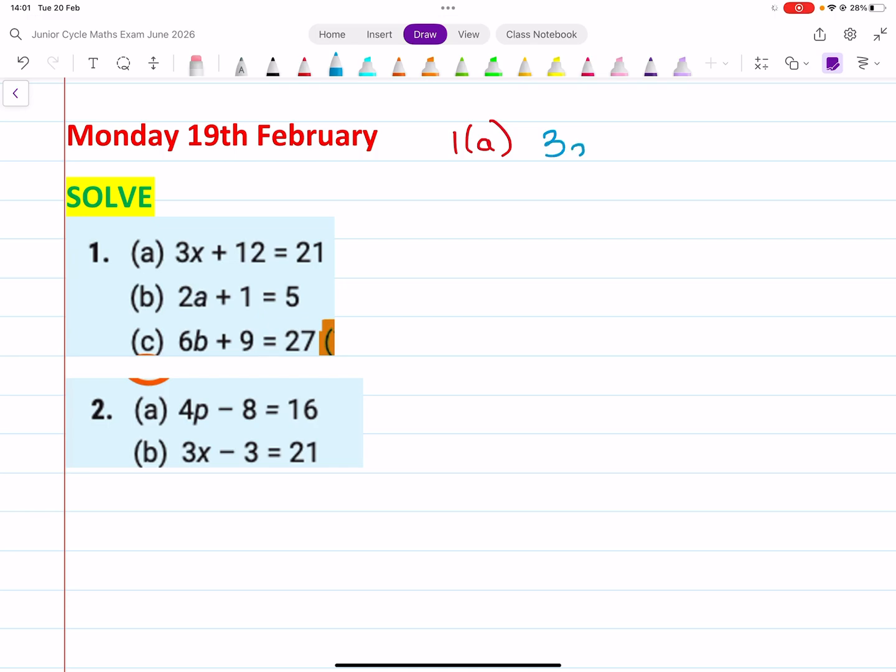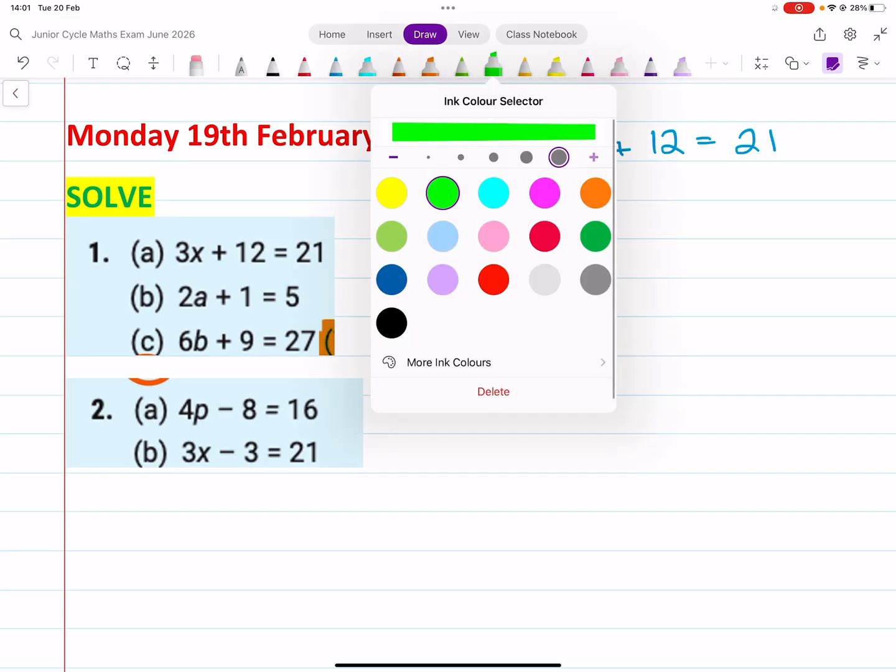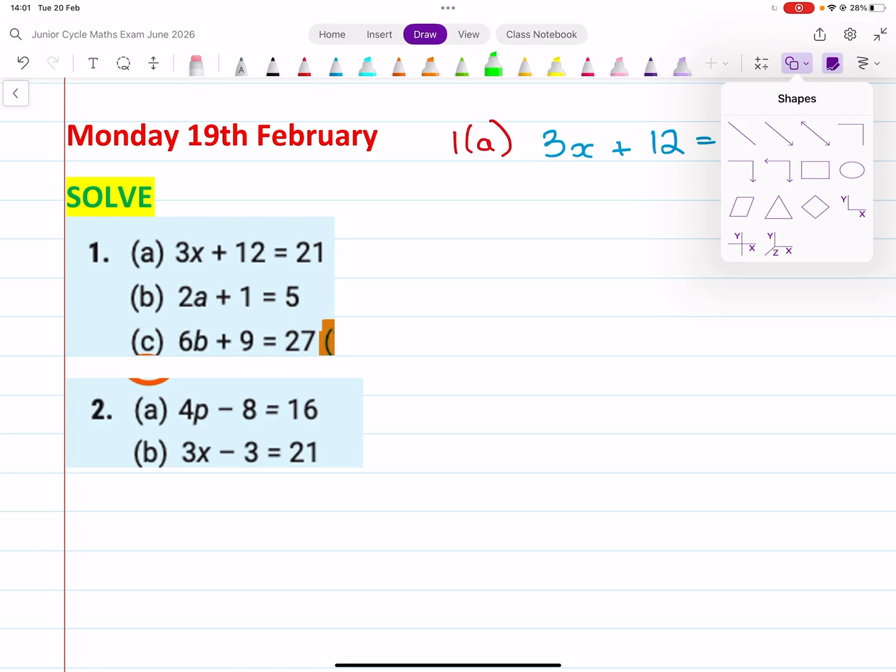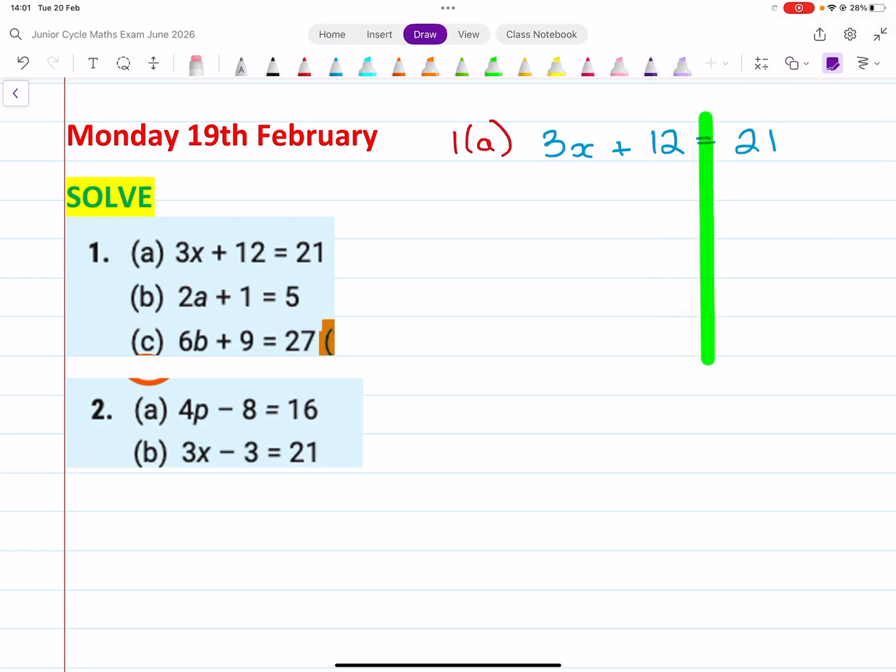Okay, so 3x plus 12 equals 21. We're going to drop our line through the equals. This is our left-hand side, this is our right-hand side. And if we want to solve for our variable, and our variable is x, then we need to isolate it. So the first thing we're going to do is get rid of a plus 12, and we do that with a minus 12. So plus 12 minus 12 is 0.